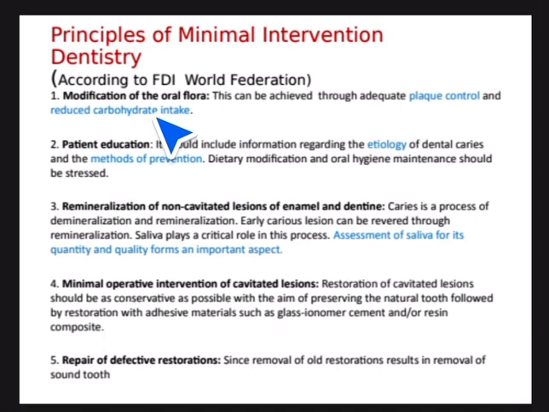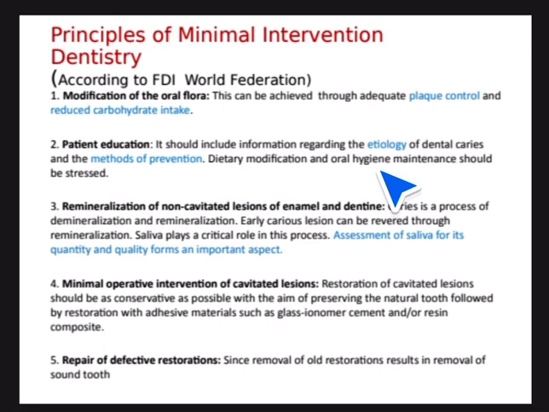Another method of treating the disease called dental caries is patient education. Just by talking, you are treating dental caries because you tell the patients about the causes, about the etiology of dental caries and the methods of prevention of dental caries. You tell them how to modify their diets. You tell them how to have good oral hygiene. So you just talked. And when you talked, you treated dental caries.